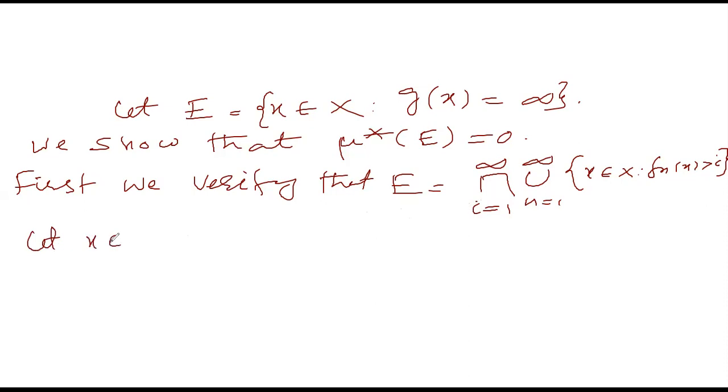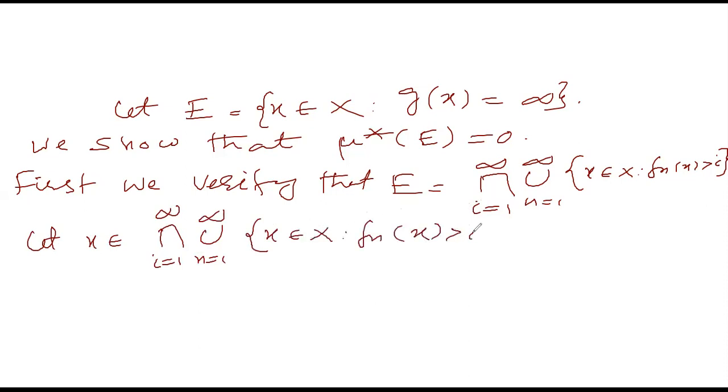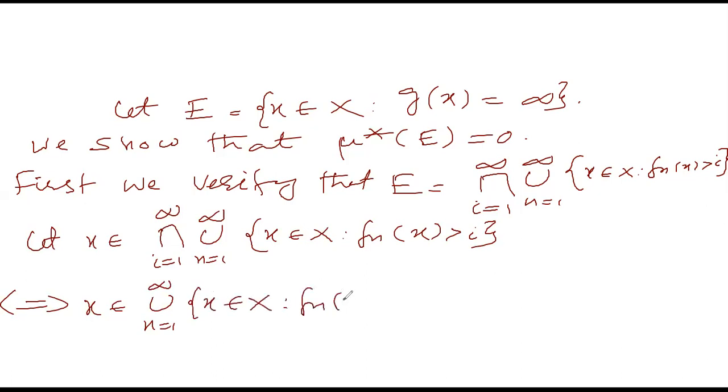Let x belong to this intersection union: the intersection over I from 1 to infinity, of the union over n from 1 to infinity, of the set of x such that f_n(x) is greater than I. So this is true if and only if x belongs to the union over n from 1 to infinity of the set of x such that f_n(x) is greater than I for all I greater or equal to 1. So this is true if and only if x belongs to some one of f_n.